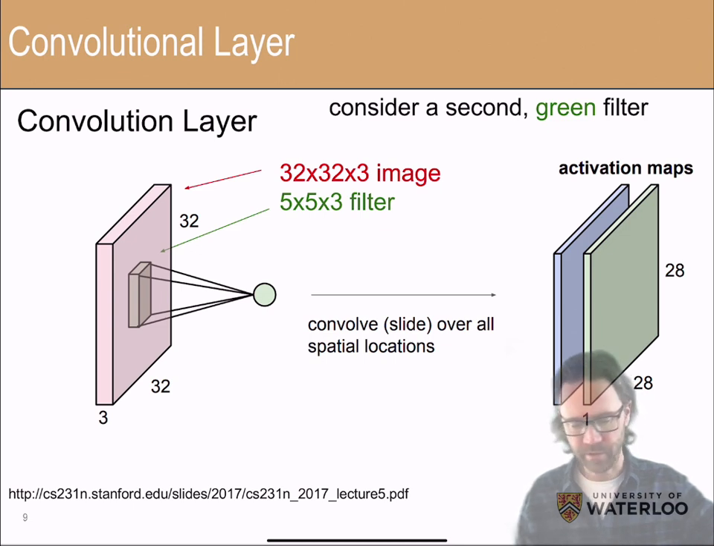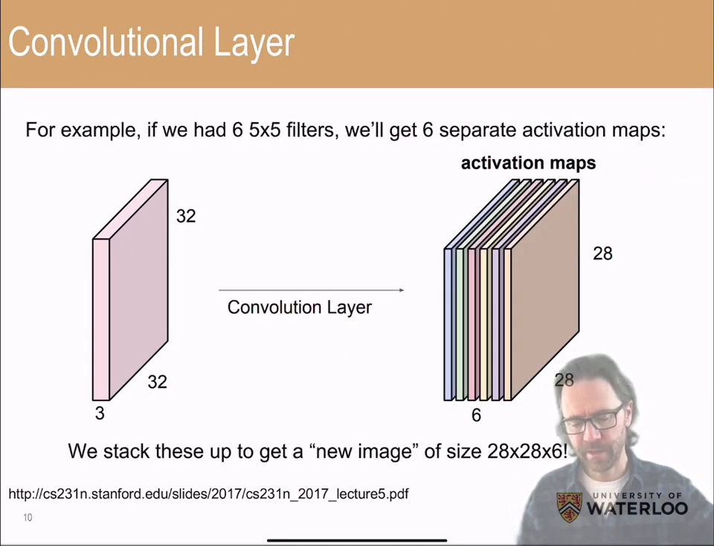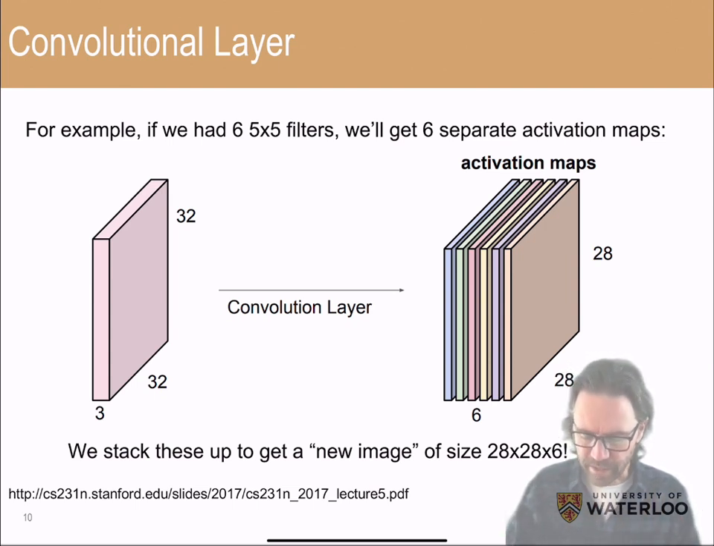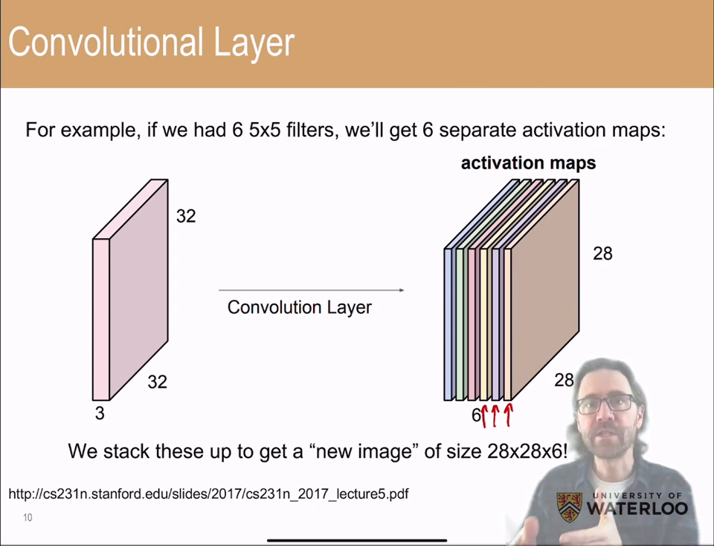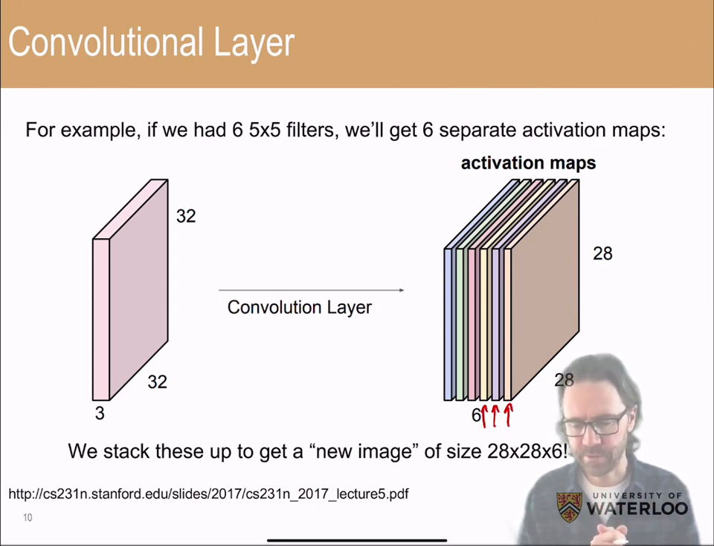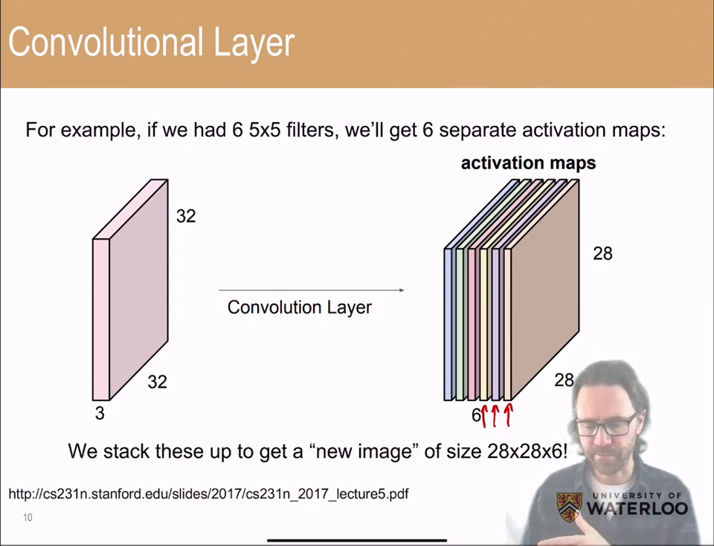So here's a different kernel. It'll give me another channel in my next layer. And typically what you have is a whole bank of kernels, each one creating a different channel in the next layer. So in this case, I'm showing 6. So I had 6 convolution kernels giving me 6 different feature maps or activation maps in the next layer.